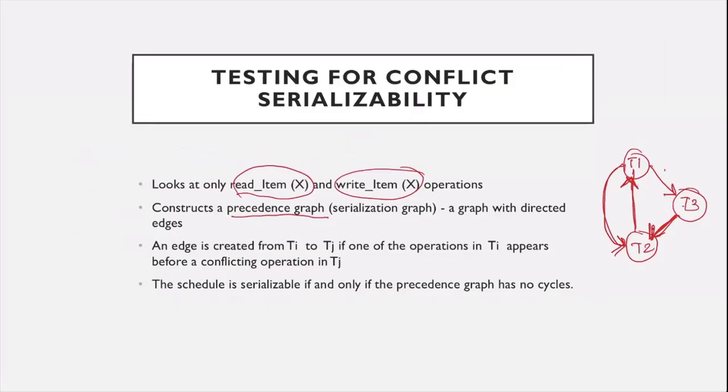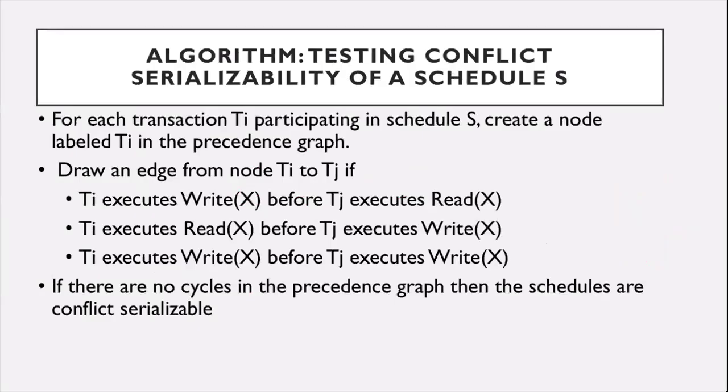So how do we create this precedence graph for testing conflict serializability? First, for every transaction in the schedule, we will create one node like this. And then the edges will be added to the graph based on this. An edge is created from Ti to Tj if one of the operations in Ti appears before a conflicting operation in Tj. So this is the algorithm.